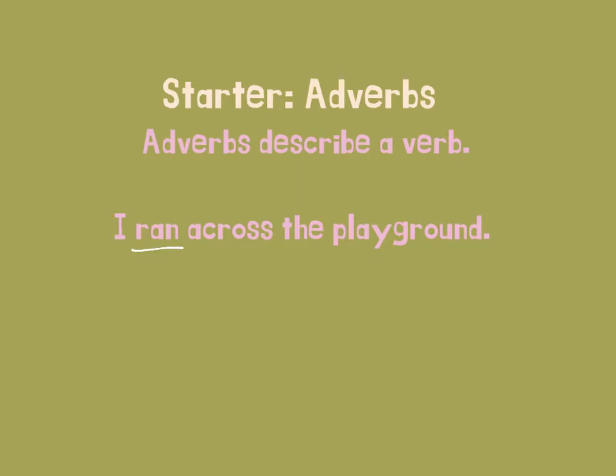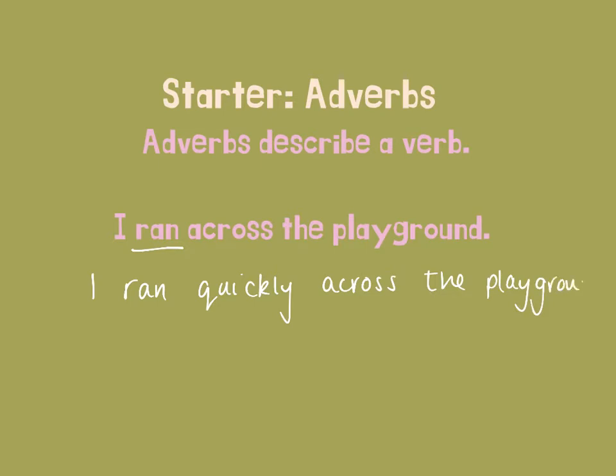I ran across the playground, and the interesting thing with adverbs is you can put them in lots of different places. So for now, I'll put it beside the verb. So I ran quickly across the playground. If you can see here, ran is our verb. I'm going to use a different colour for our adverb. And our adverb is just beside it. I ran quickly across the playground. It's adding more detail.